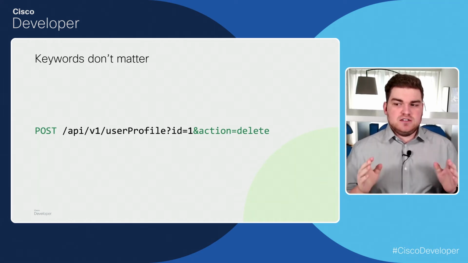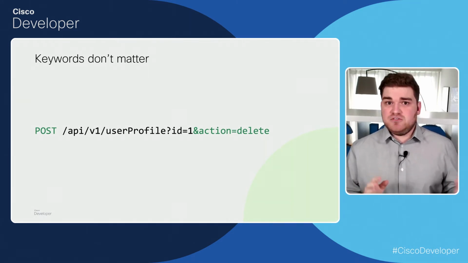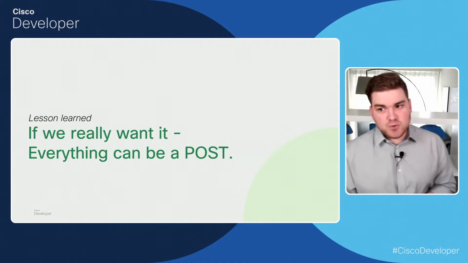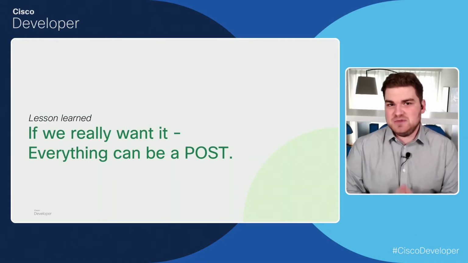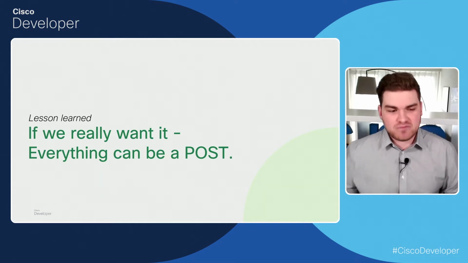Kudos to you. And if you're now thinking, hey, maybe we should also change the name of that query parameter, right? In some endpoints it might be action, in the other ones it might be method. Congratulations, you're thinking like a nightmare API architect already. So if we really wanted, everything can be a POST, right?